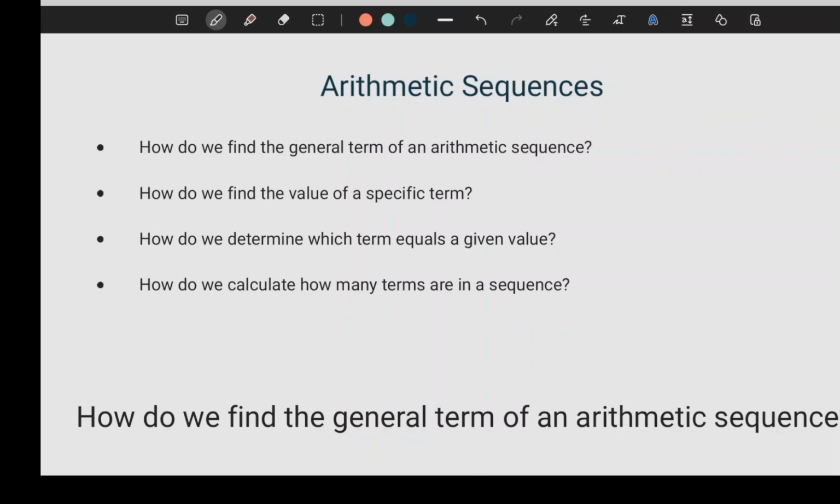Good day, grade 12s. Today we will be covering our first lesson under sequences and series. And our topic for today is arithmetic sequences, which I will be dividing up in 4 parts.